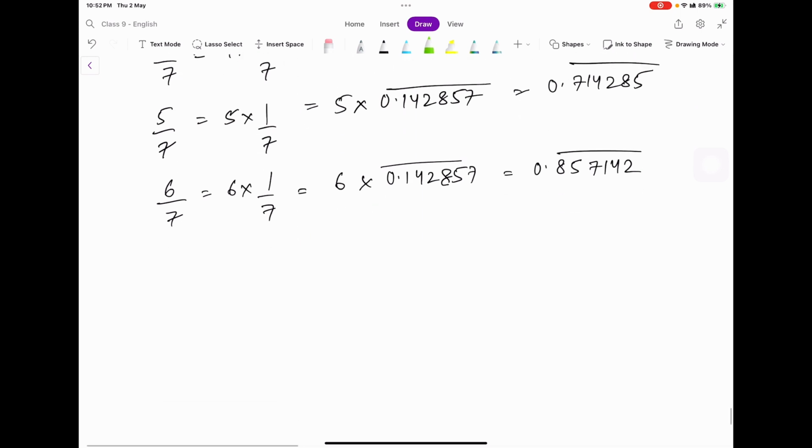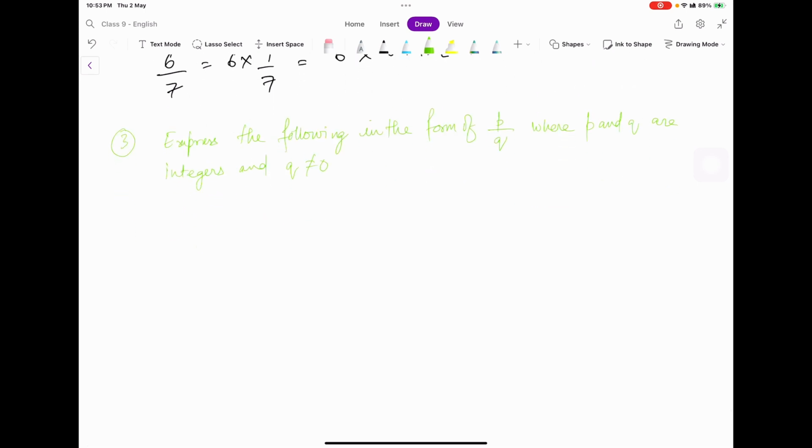Now we'll go to the third question. What is the third question? Express the following in the form of p by q, where p and q are integers and q is not equal to 0. Same thing that we have done in the examples. I am writing only the steps.